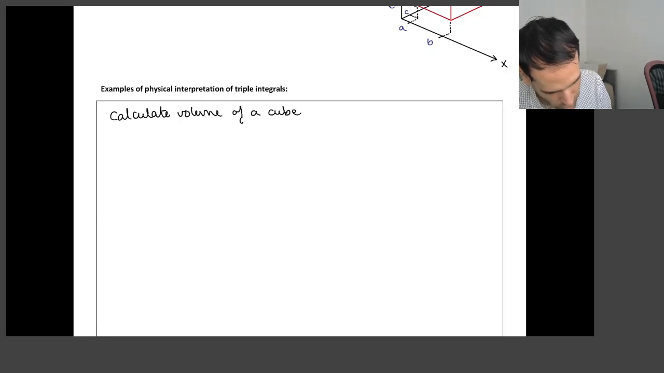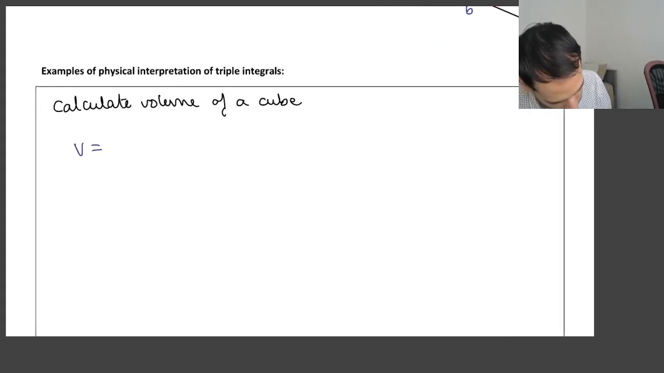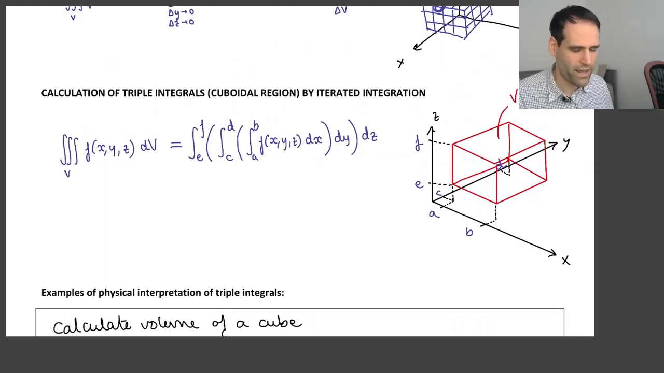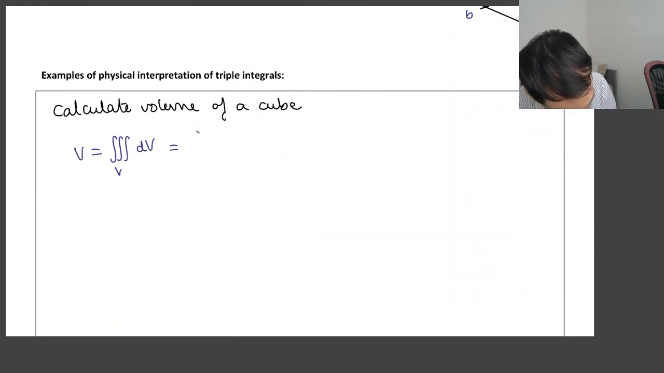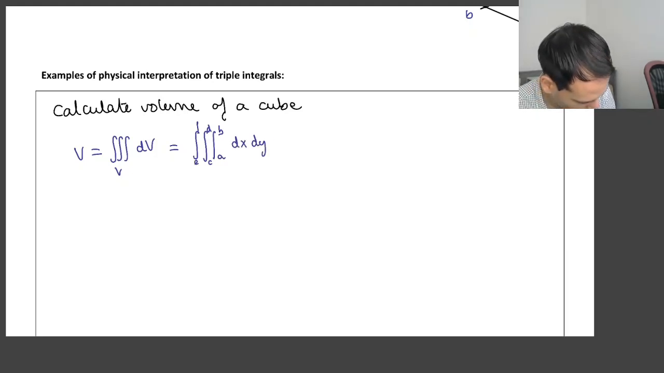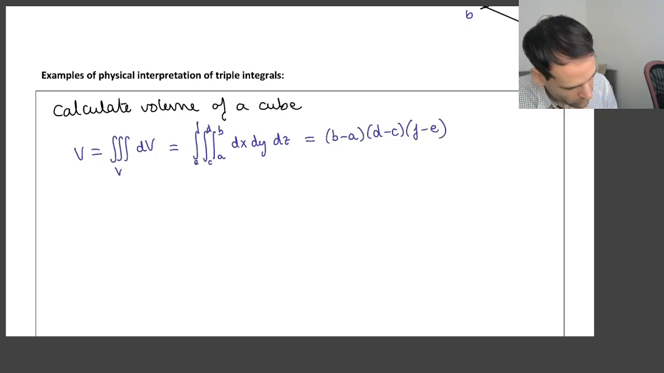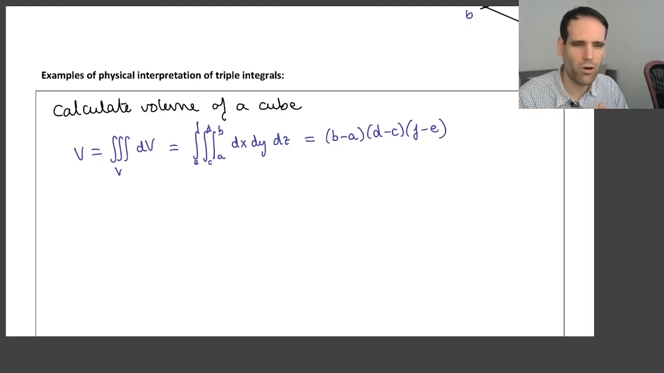The way you can calculate the volume of a cube is by saying that it is the triple integral on the volume V of dV, the differential of volume. So for example, if it's a cube with size like I drew here on the top right, this would be equal to the integral from a to b, c to d, e to f of dx dy dz, which is equal to dV. And if you do these 3 integrals, one inside of the other, the final result will be b minus a times d minus c times f minus e, which is the product of the 3 sides, which is equal to the volume of the cube.